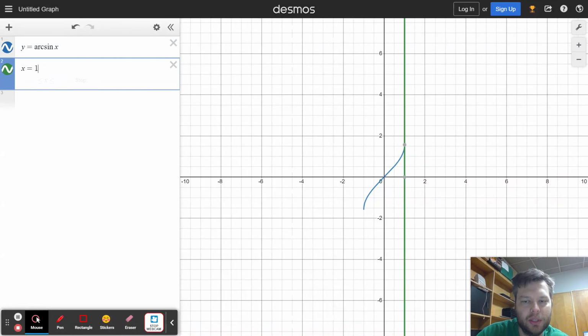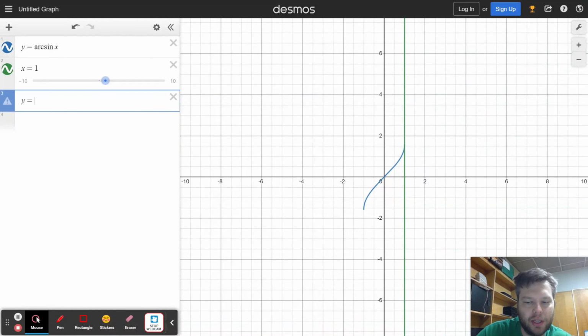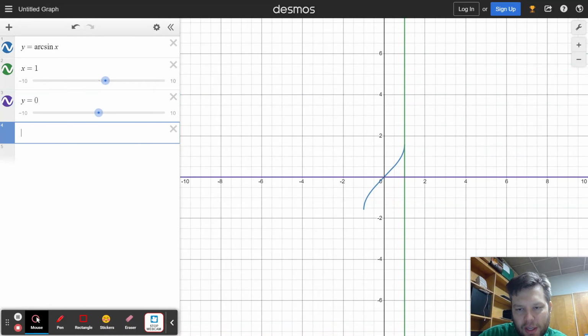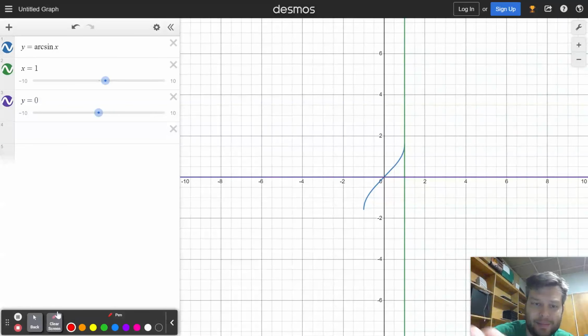So x equals 1 is just a vertical line. y equals 0 is just the x-axis. So that little triangular-ish thing. And I'm very grateful that the question asks us to rotate it around the y-axis. If it asked us to rotate it around the x-axis, it would be a lot more challenging. Off the top of my head, I'm not sure if I would be able to do that.